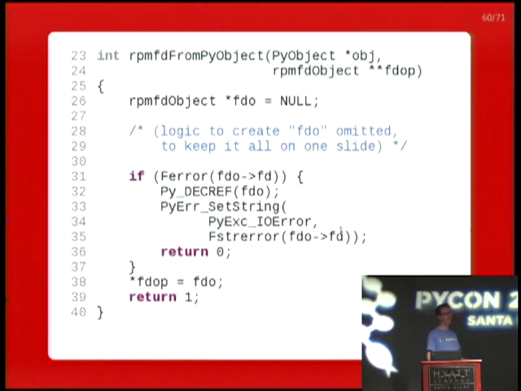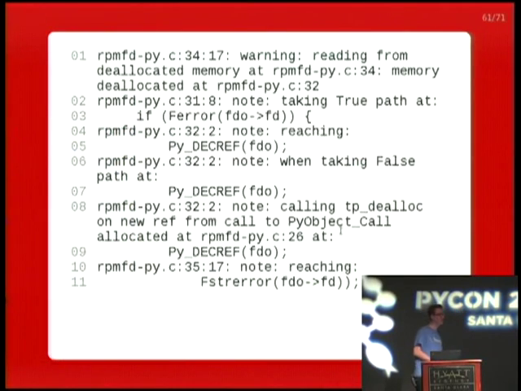Here's an example from RPM, maybe I shouldn't show all our RPM bugs, from RPM's Python bindings. There's a load of logic here for an RPM FD object representing a wrapped file descriptor. Don't ask. And in some error handling that begins at line 31, at line 32 we decref FDO, and then at line 33 we set an exception. But unfortunately, at line 35, we actually dereference FDO again after we decrefed it above. And the checker actually found this, saying reading from deallocated memory based on that sequence of operations.